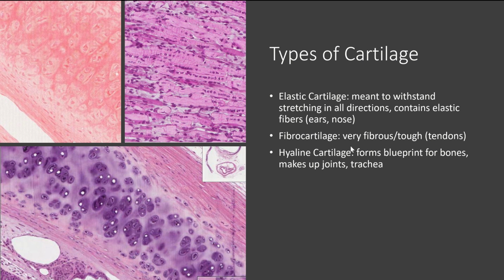Okay, and again, that is the one that provides the blueprint for bones. Initially we have that hyaline cartilage blueprint, which is replaced with bone as we develop. It's also the kind of cartilage that stays and maintains joints, on the ends of bones. And it also makes certain other structures like the trachea. This is actually a depiction of the hyaline cartilage within your trachea.